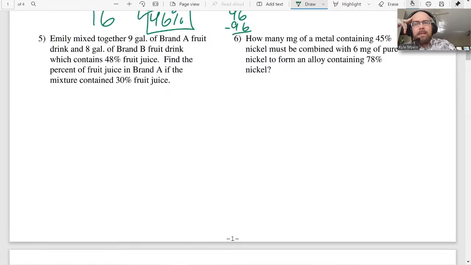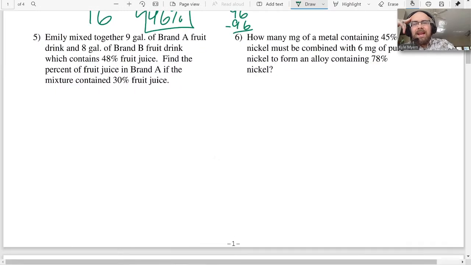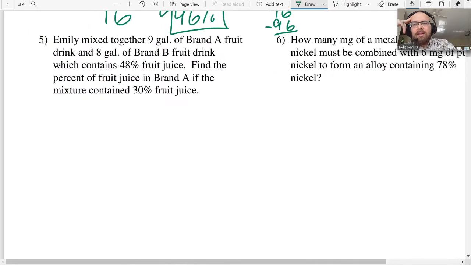Here's number 5. Emily mixed together 9 gallons of brand A fruit drink and 8 gallons of brand B fruit drink.